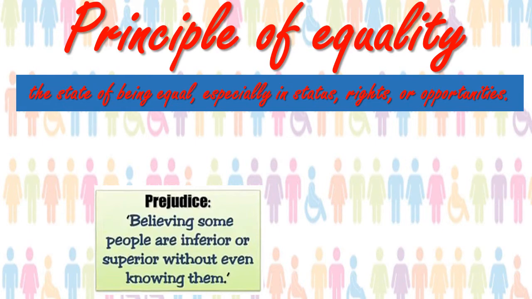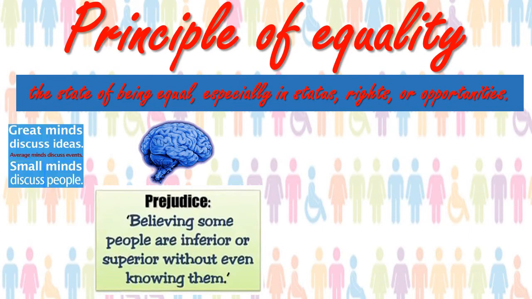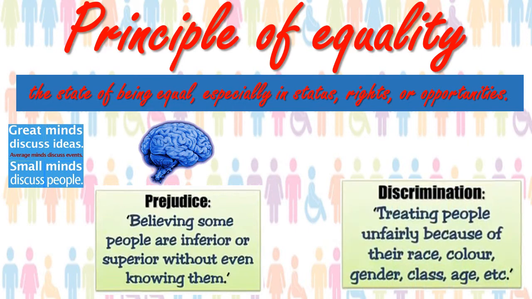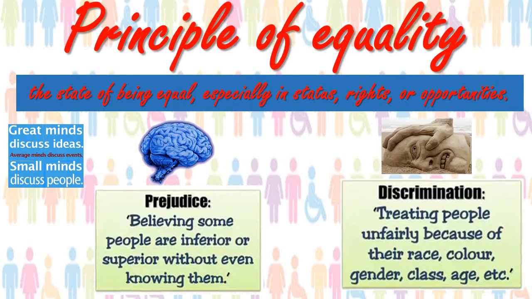Prejudice basically comes from the mind, believing that some people are inferior or superior without even knowing them. This is something that's going to stop the principle of equality taking place. Secondly, discrimination is where you actually physically act. It's where you treat people unfairly because of, for example, their race, colour, gender, class or age, or any other things as well.